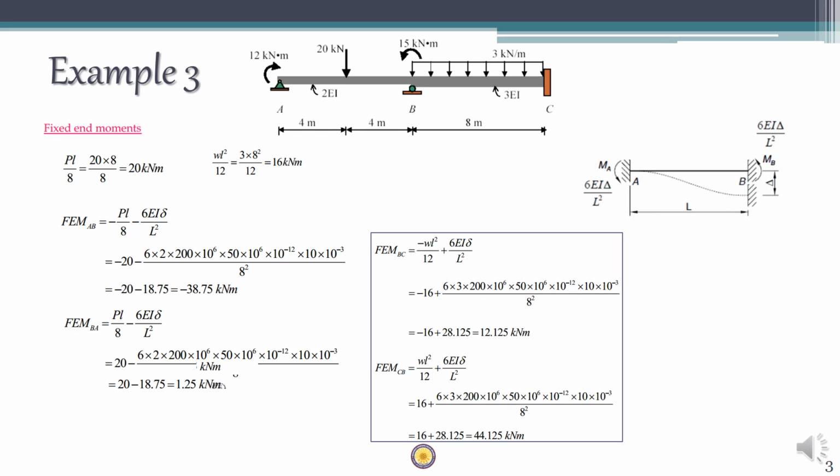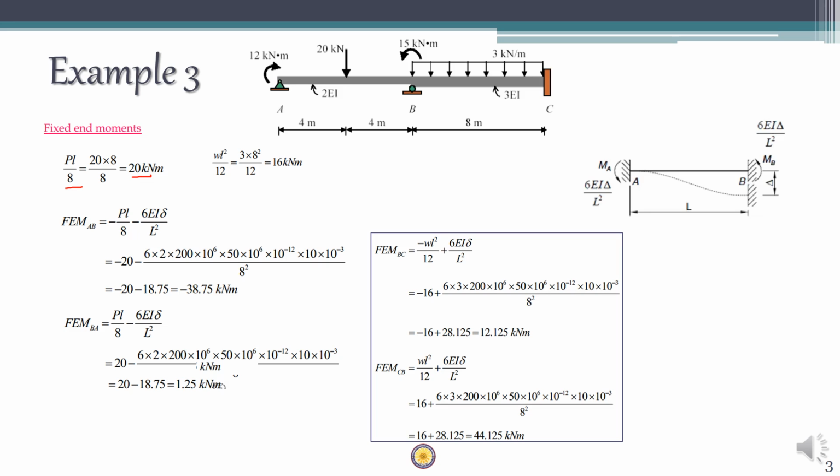The next step is important. In this particular problem we have a support settlement, so when you're finding out the fixed end moments, you have to consider this support settlement as well. That is the only difference here. So normally, for span AB we have a center point load of 20, so we take PL by 8. Substitute P equal to 20 and L equal to span equal to 8. So FEM due to point load is 20 kN-m. You have to consider the sign convention later.